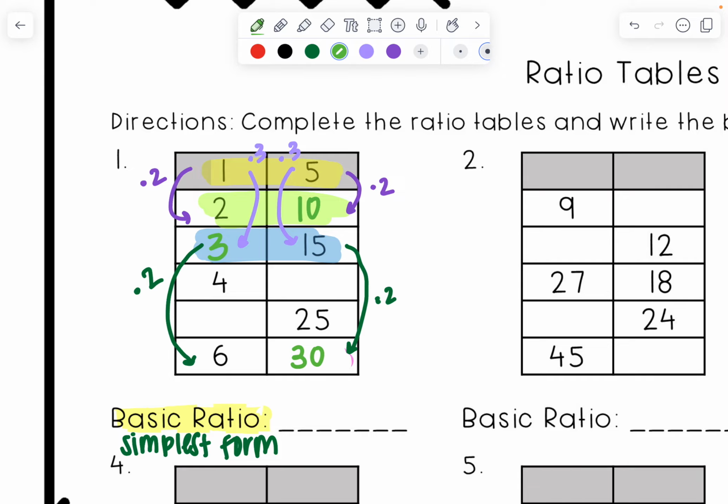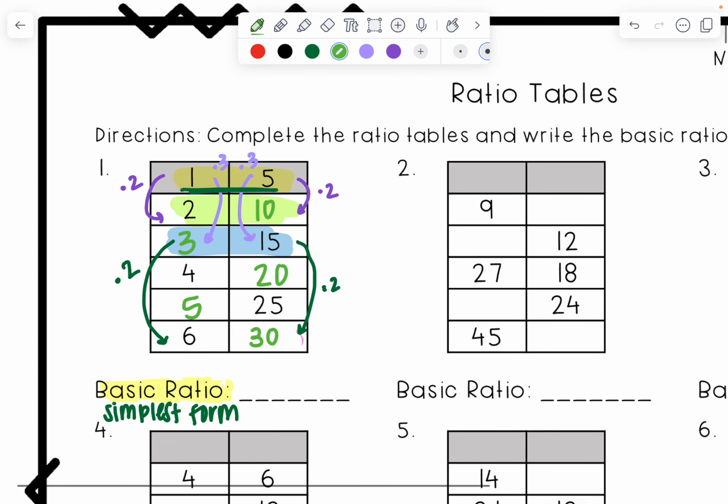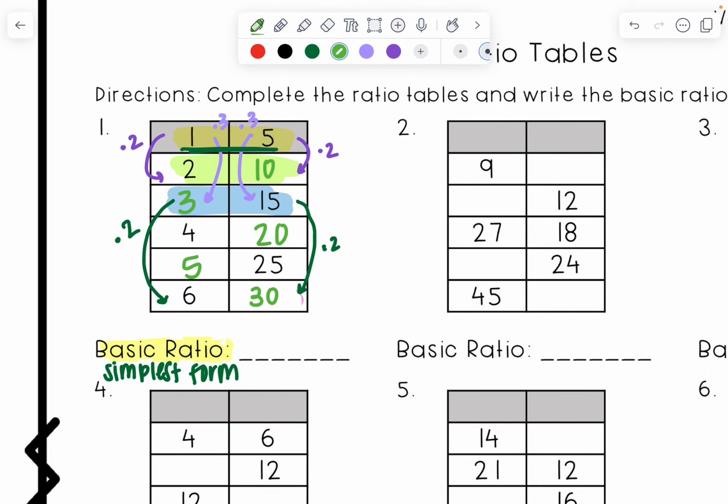For my other boxes, you can use whatever completed ratio you want to use. I'm going to look back at my original ratio, my 1 to 5, and I'm going to think, well, to get from 1 to 4, I multiply by 4. So then I need to do 5 times 4 and get 20. I can say, well, to get from this 5 to the 25, I multiply by 5. I take the 1 and I multiply by 5, and I get my value of 5.